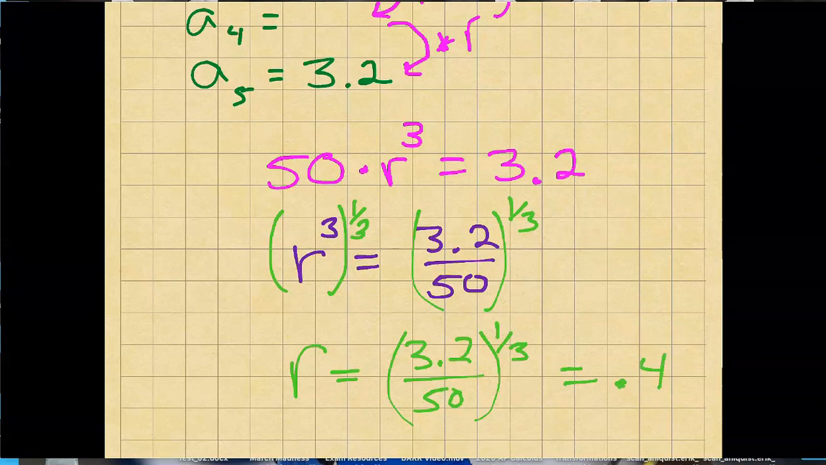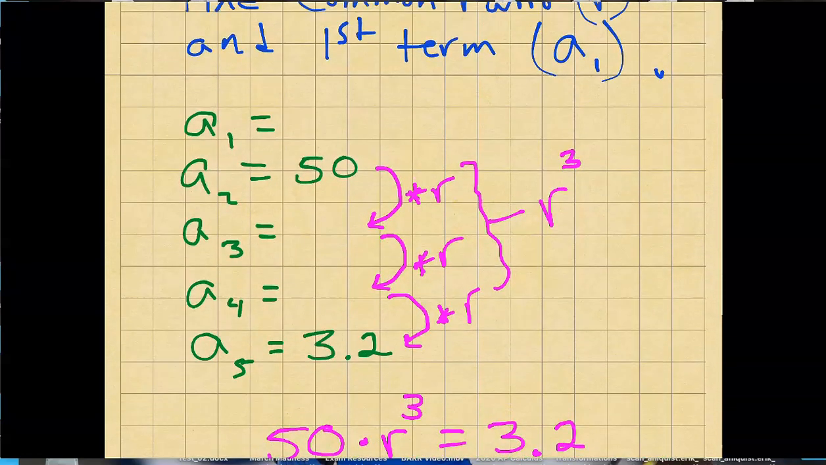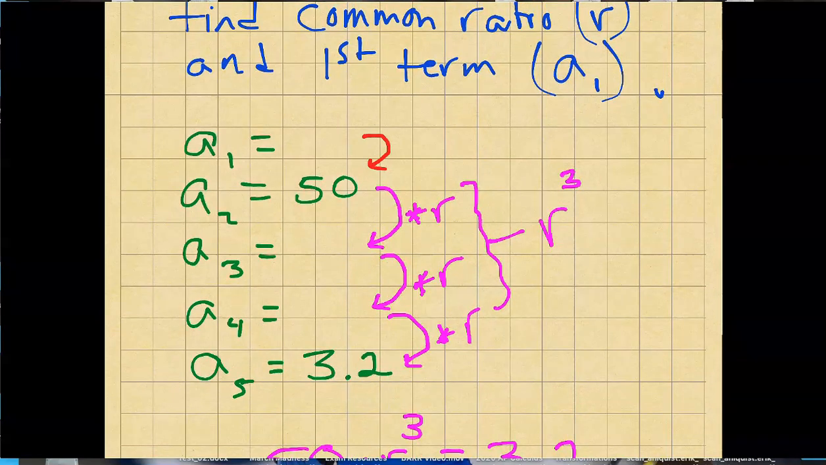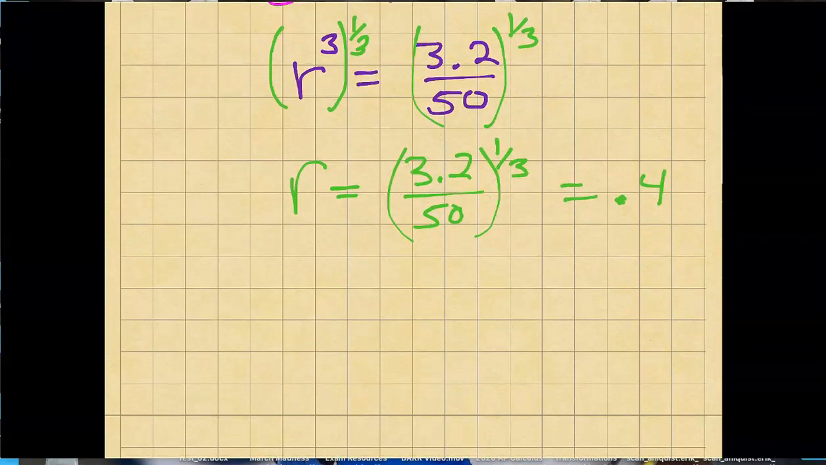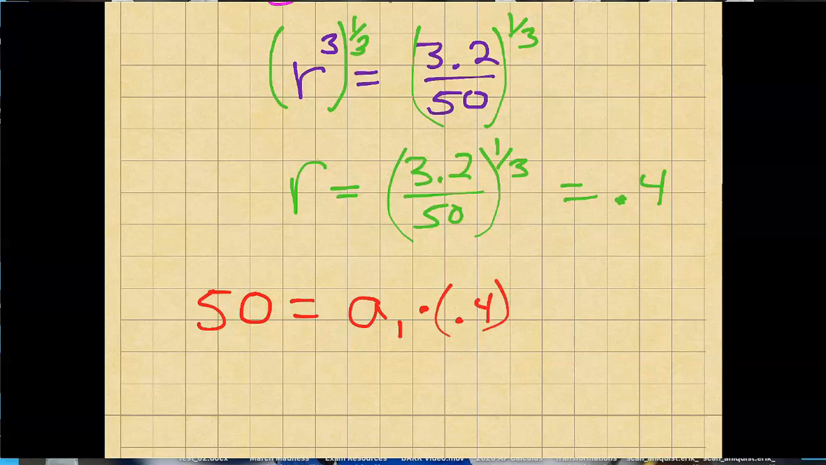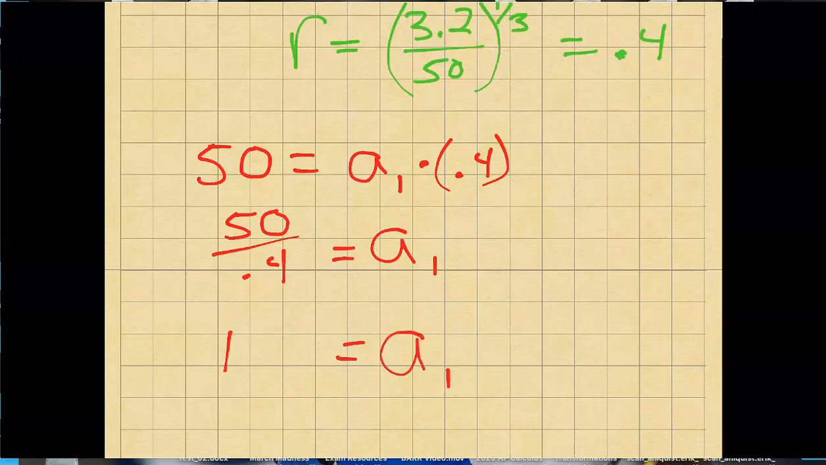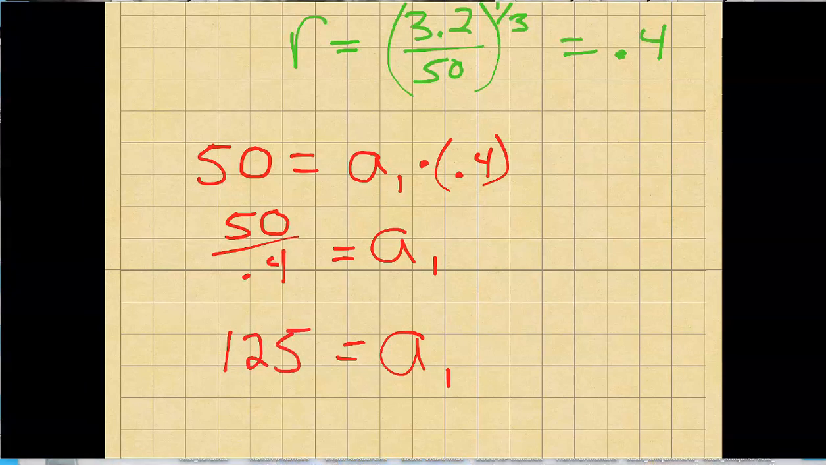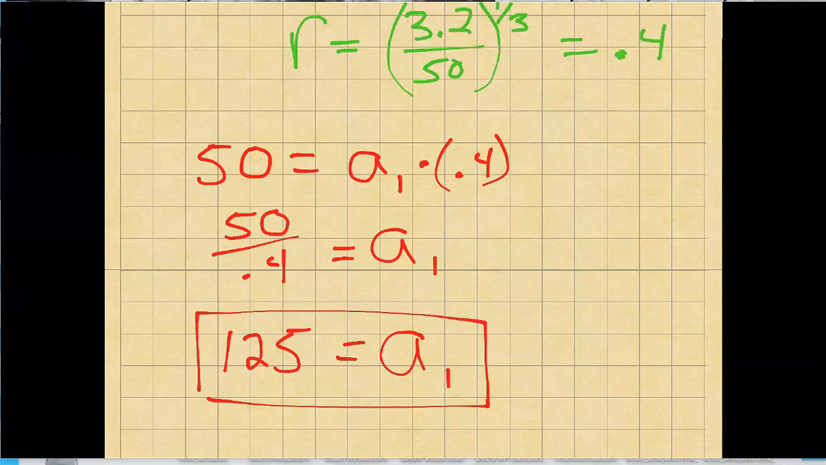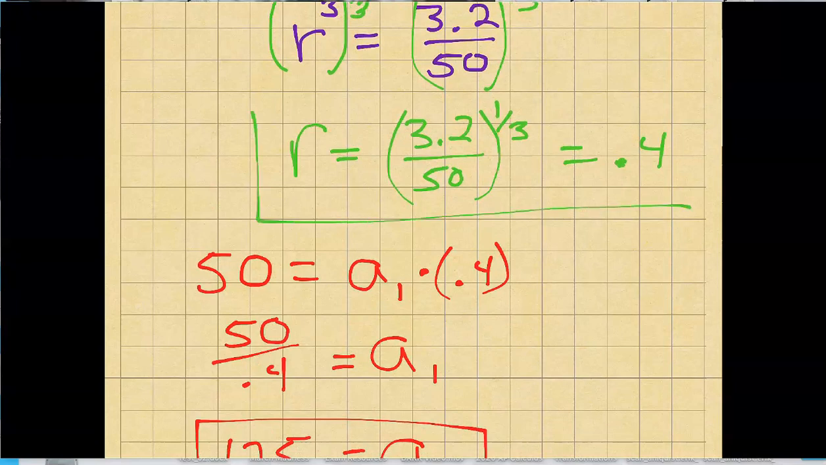Now, if you know that common ratio, we can back up, right? We can go backwards with it. We can say, okay, this first term had to be multiplied by that common ratio to get the second term. Well, what that means is that value 50 must be the first term times that common ratio. So how do we find that first term? Just divide by the common ratio, right? And if we divide by that common ratio, we end up with the first term being 125. And so we've answered the question, what's our first term? And what's the common ratio?